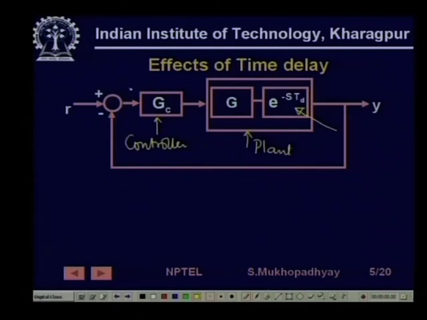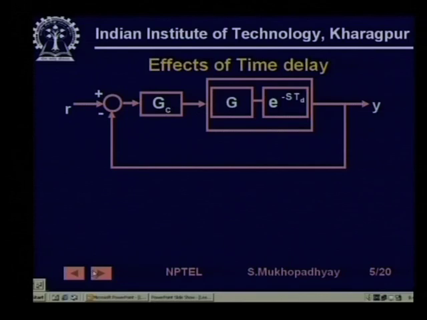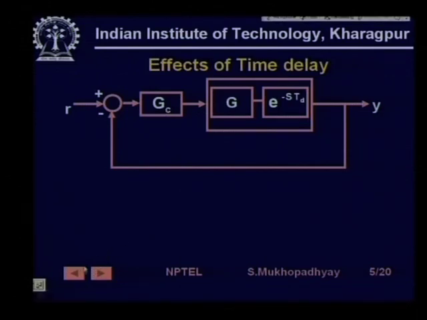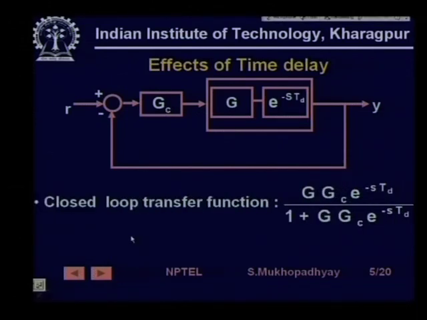Okay. So what happened? Let us look at what is the closed loop transfer function. So the closed loop transfer function is very obvious, that is G G_c e^(-sT_d) divided by, this is the delay. So let's try to look at this transfer function and understand what is happening.